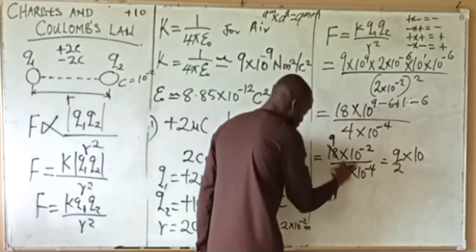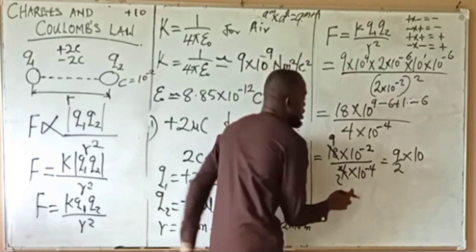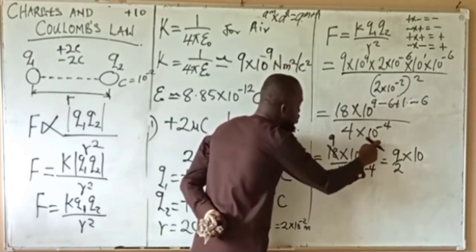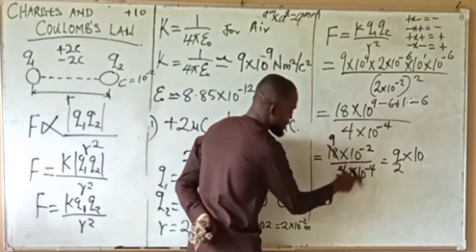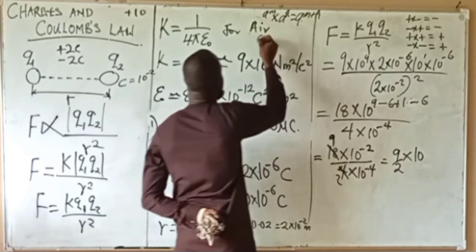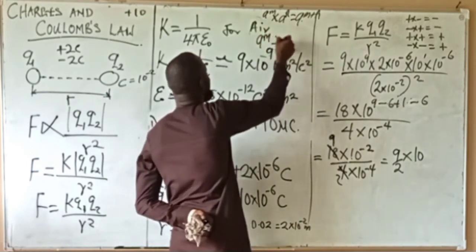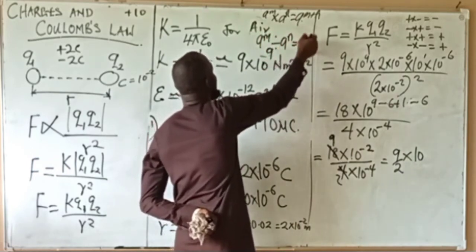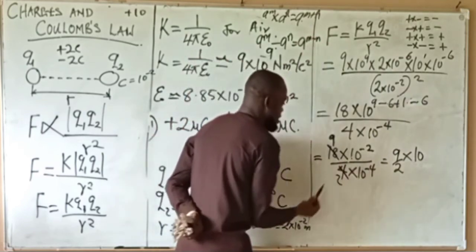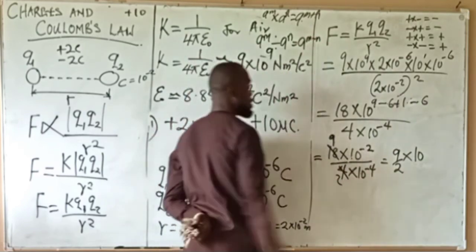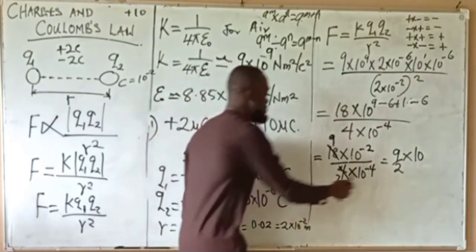And you can also pick on the base and subtract their powers. You can also say 10 raised to power minus 2 plus, okay, minus and plus is division. Division is minus. A raised to power m divided by a raised to power n gives us a raised to power m minus n. Can you remember that? So 10 raised to power minus 2 minus minus 4.